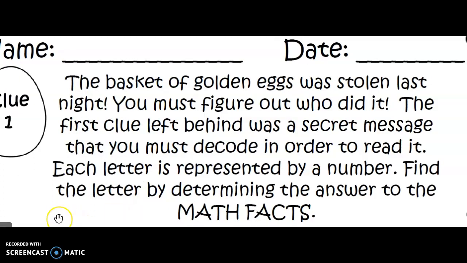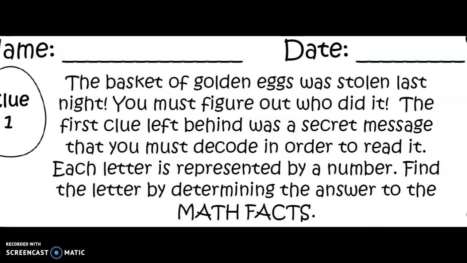Clue number 1. Ooh, this is a good one because we didn't even have any places. It doesn't even have a place or a weapon. So this is a good one. It's just going to have to solve who was the bunny. The basket of golden eggs was stolen last night. You must figure out who did it. The first clue left behind was a secret message that you must decode in order to read it. Each letter is represented by a number. Find the letter by determining the answer to the math facts.